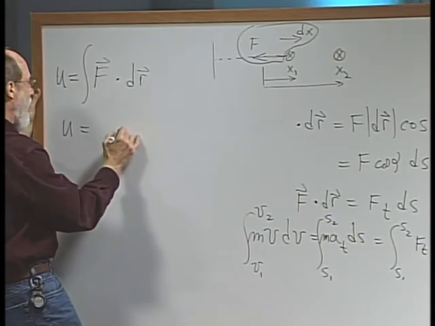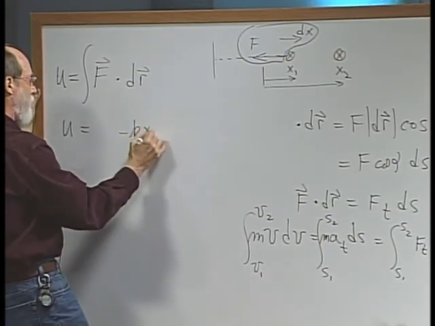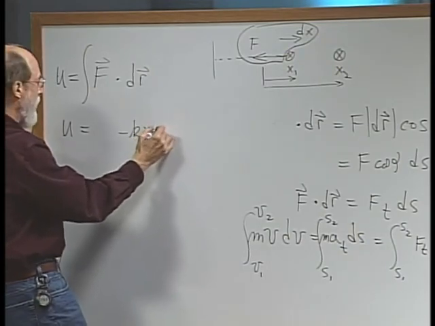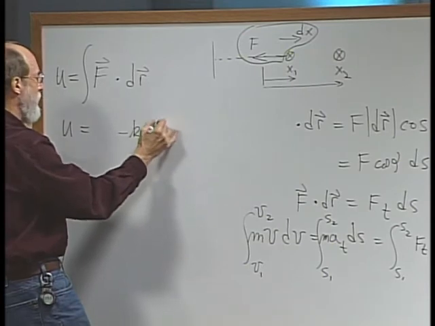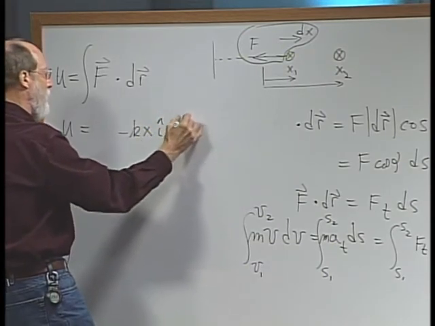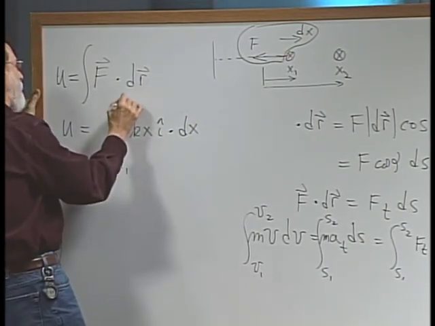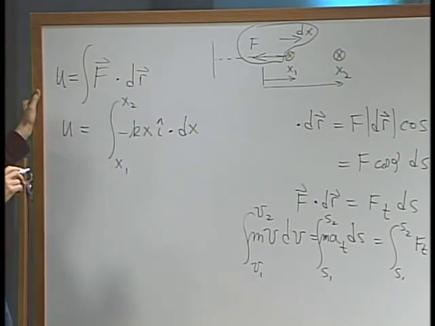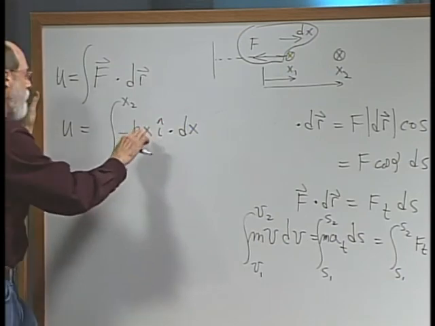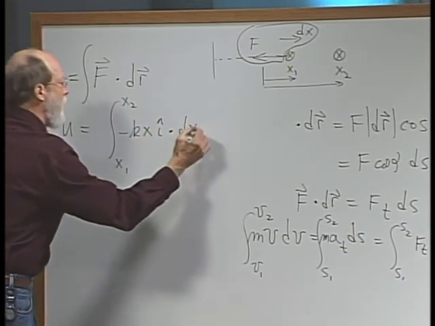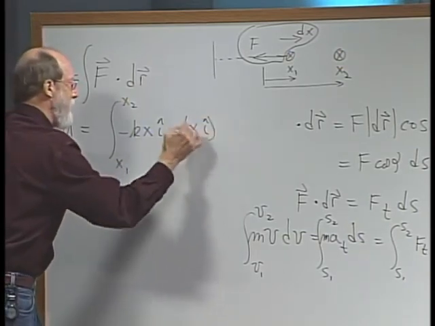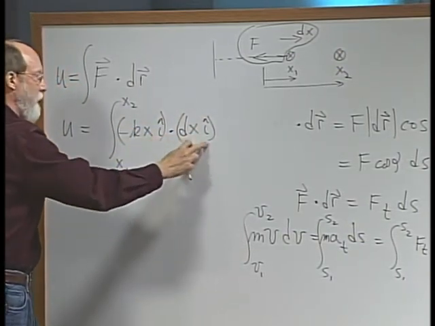So I have minus kx is the spring force, and I could go ahead and use the unit vectors like they did in the book, i hat, and I'm dotting that with dx, and I'm integrating that from x1 to x2. You all with me? We're talking about what the spring is doing to the mass. So now, when we integrate this, oh, I'm sorry, dx i hat. Had to be careful there. These have to be vectors. Vector, vector.